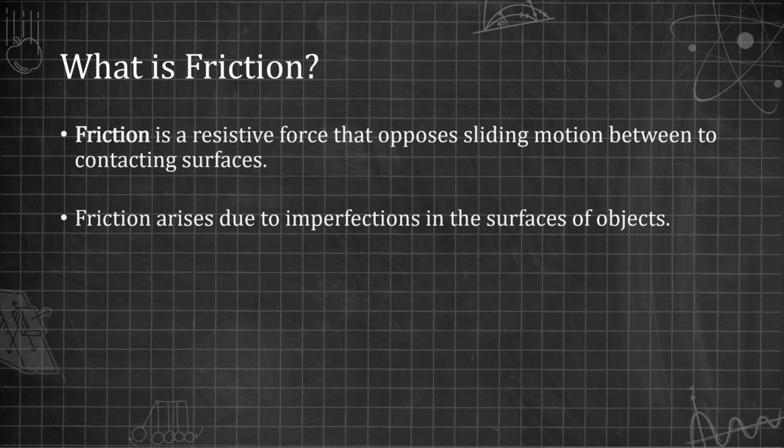So friction is a resistive force that opposes sliding motion between two contacting surfaces. It arises due to the imperfections between the two surfaces of the objects. So essentially, the rougher the surface is, the more imperfections there are, and the more friction you're going to get when you're sliding or when you're trying to move something.